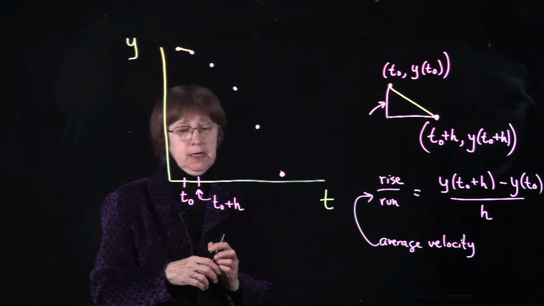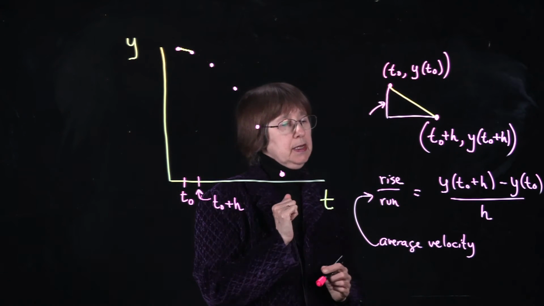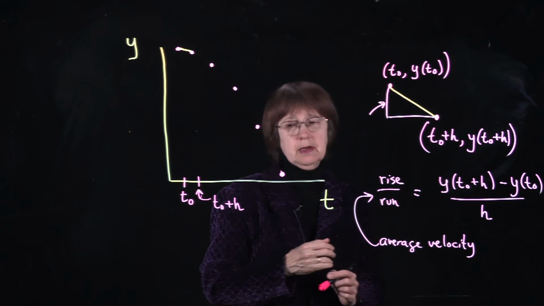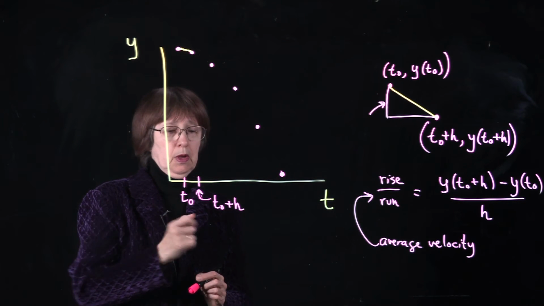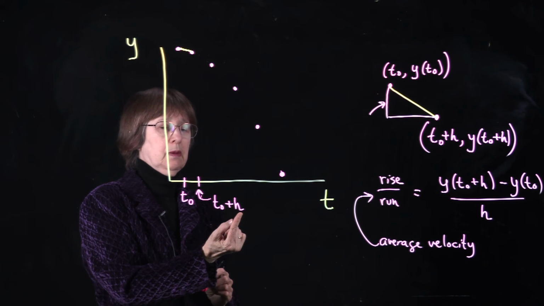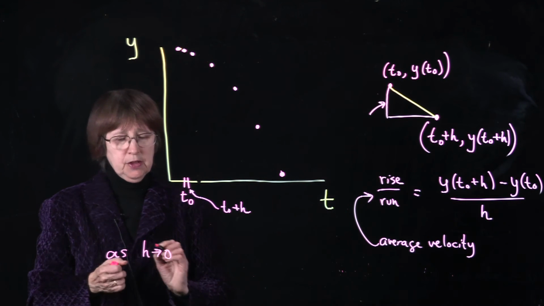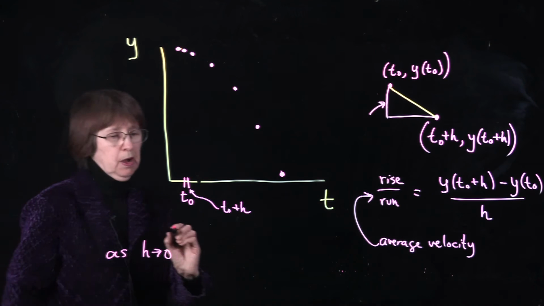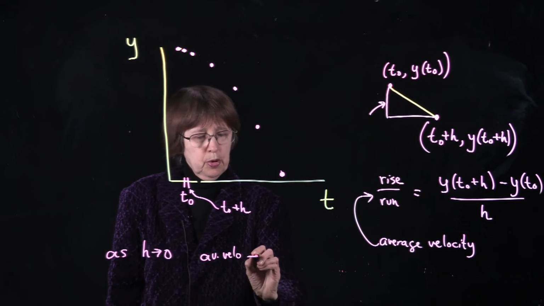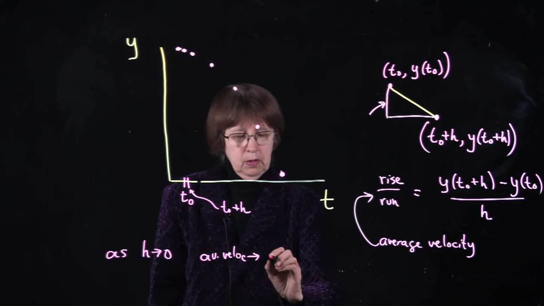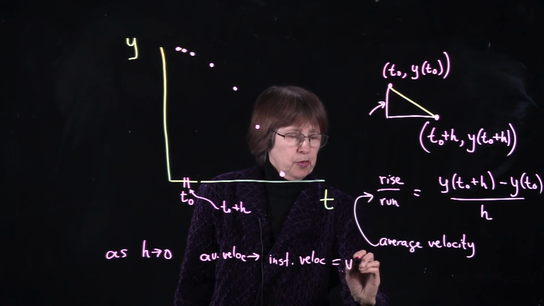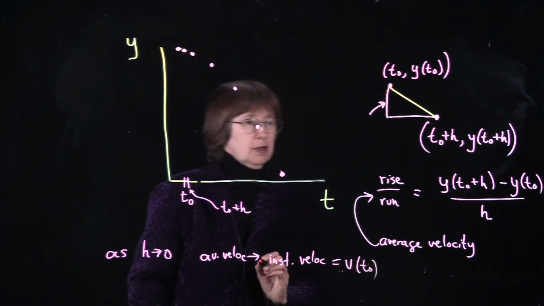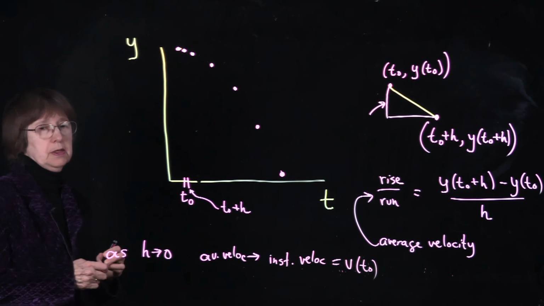What about the instantaneous velocity? The instantaneous velocity will be related to this by taking measurements that are closer and closer together. So as it were, h will become smaller and smaller. As h becomes smaller and smaller, our average velocity will approach what we call the instantaneous velocity, which is what we will refer to as the velocity at the given time t0.